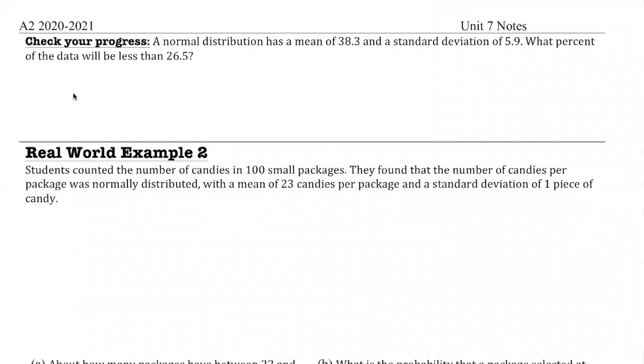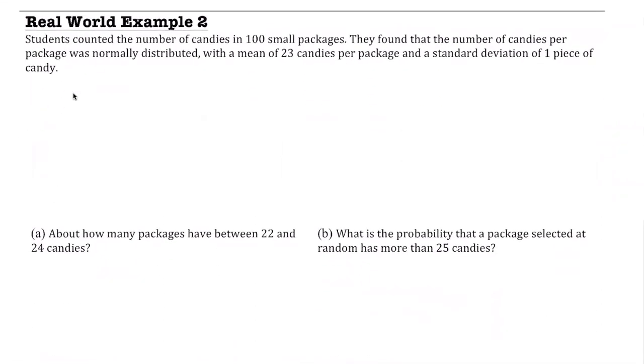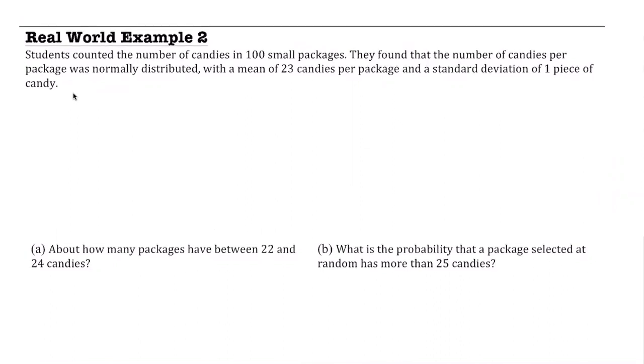So it says a normal distribution has a mean of 38.3, and actually I might go down below and we're just going to do it on the next one. So in our next example, it says students counted the number of candies in 100 small packages. They found that the number of candies was normally distributed with a mean of 23 candies per package and a standard deviation of 1 candy. So our normal distribution curve is going to be a little bit simpler than the last one.